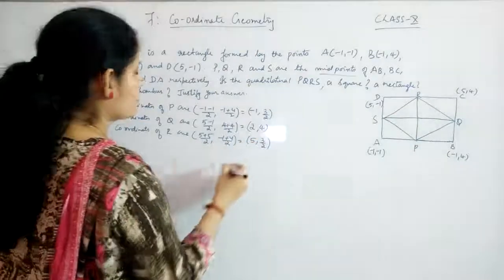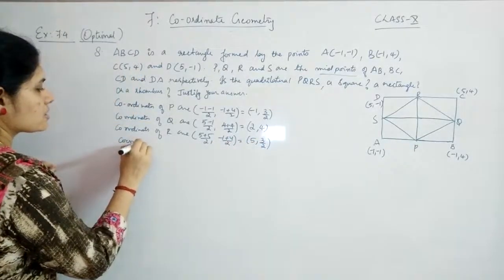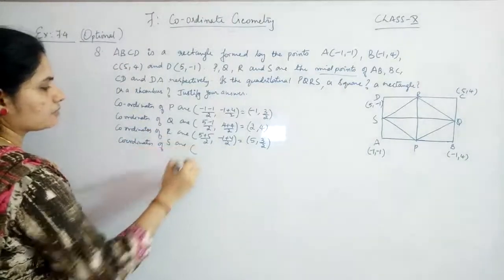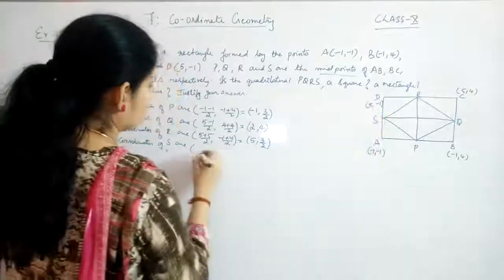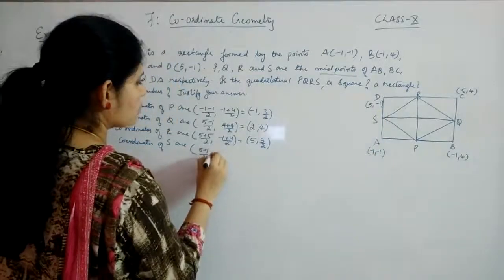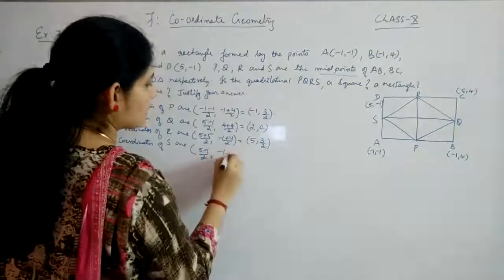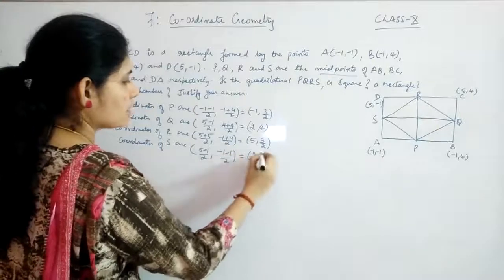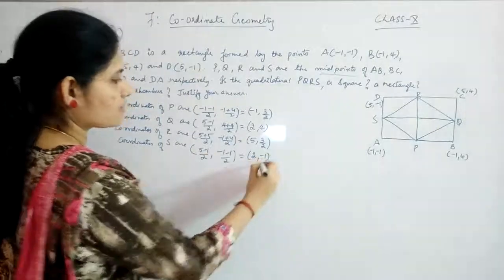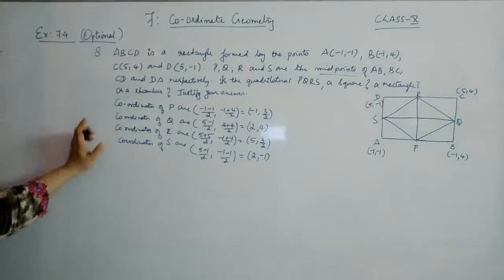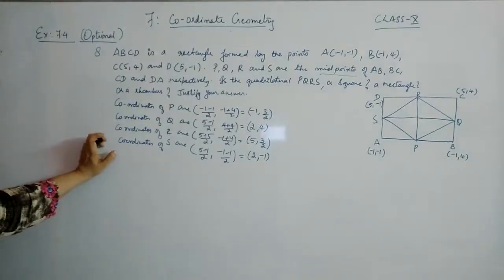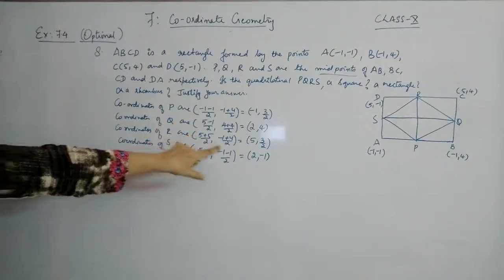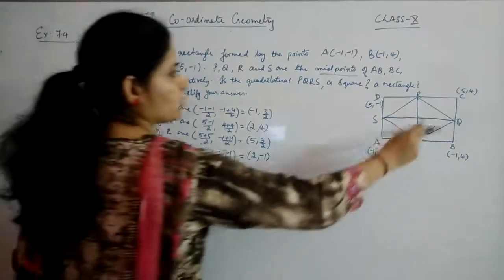And the coordinates of S are 5 minus 1 by 2, comma -1 by 2, which is equal to 5 minus 1, 4 by 2 is 2, comma here you will get -2 by 2, which is -1. So the coordinates which you are getting are -1 comma 3 by 2, then 2 comma 4, 5 comma 3 by 2 and 2 comma -1 respectively, PQRS.